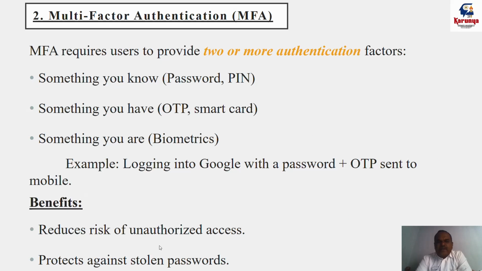For example, logging into Google with your password plus an OTP sent to your mobile. Suppose I have a Gmail account and I want to give more security to my Google account. I can give a password along with the OTP which will be sent to my registered mobile. So this is multi-factor authentication: at a time I give a password as well as the OTP. Something you know, with your password and PIN; something you have, your OTP with your smart card; something you are, with your biometric.